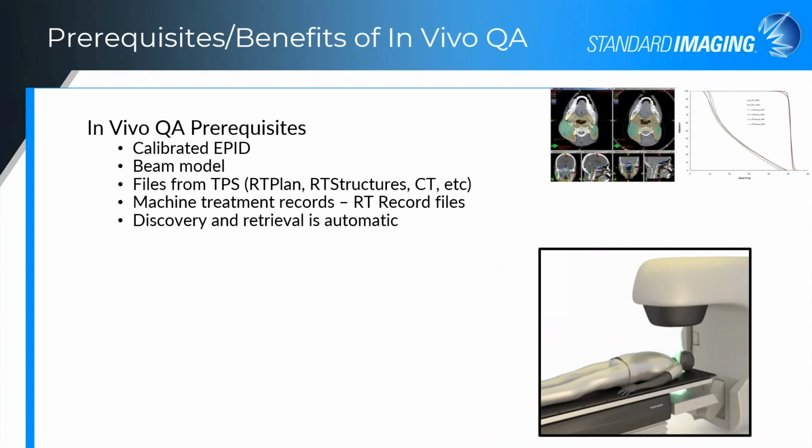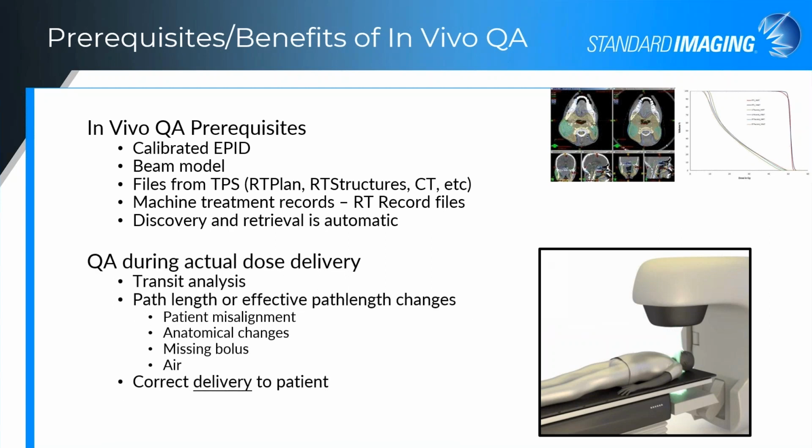So what are the prerequisites to essentially use the in vivo portion? You need essentially a calibrated EPID. Once the EPID is calibrated, this is kind of the key to this entire program. Then you need a beam model, you need the files from the treatment planning system consisting of the RT plan, RT structures, CTs, etc. Again, those are pulled automatically with that discovery process. You don't have to export those. And then we need the machine records as the patient's treated. So in the Varian ARIA situation, that's your RT record files. And then again, that discovery and retrieval is automatic.